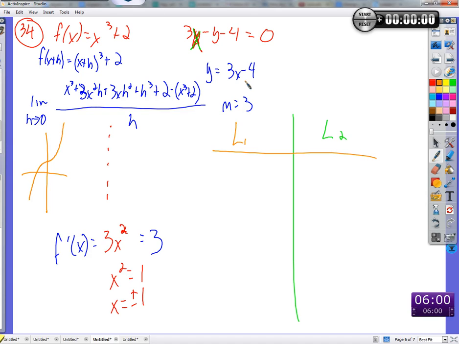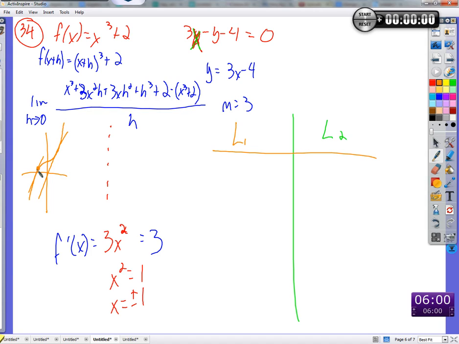Yeah, but that doesn't matter. All we wanted from this was its slope. That's the only relationship that these lines are going to have. They're parallel, which only has to do with slope. It doesn't matter what the y is. So this tangent line with a slope of 3 is something like this, and this one with a slope of 3 is something like this.